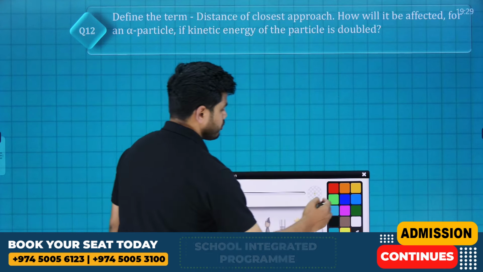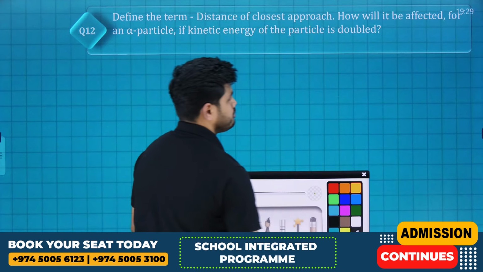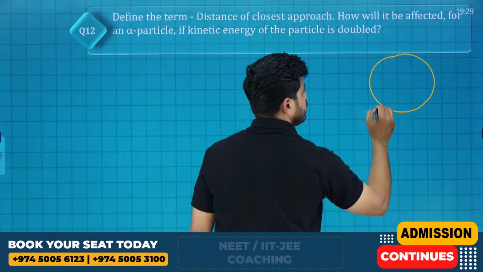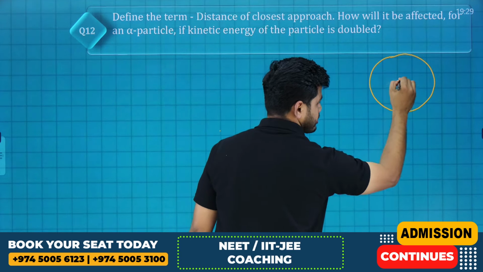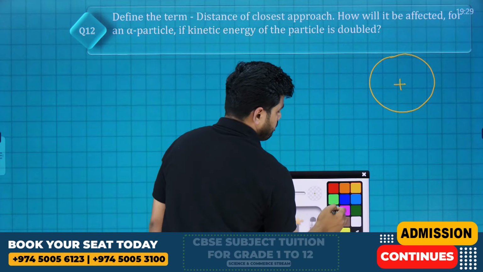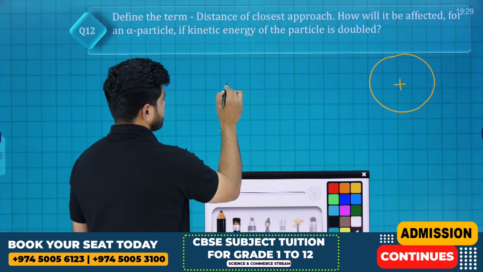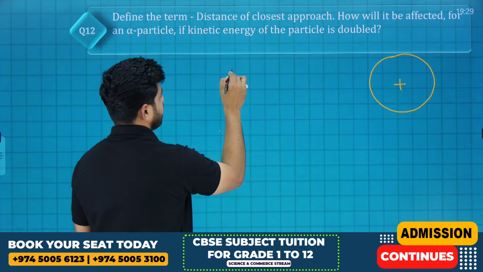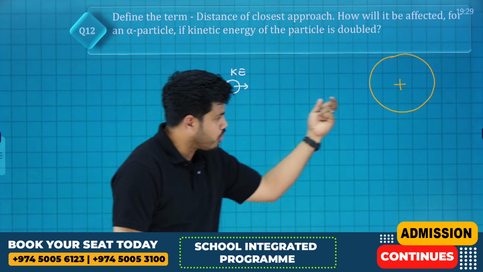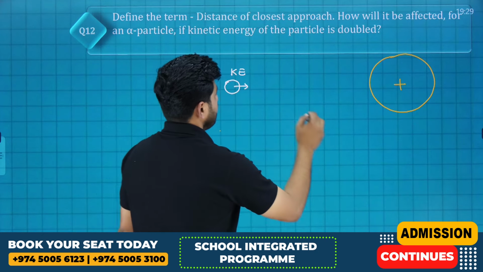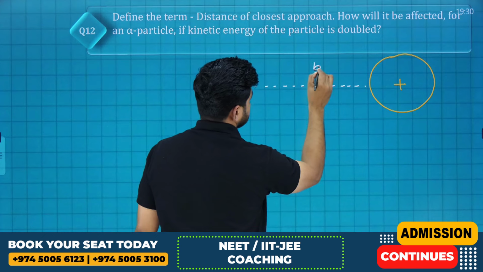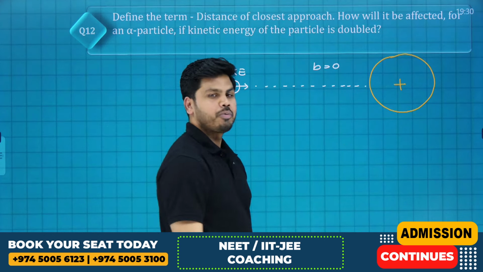We know the distance of closest approach of a given alpha particle. In the alpha particle scattering experiment, we had the gold nucleus, right? So this is the nucleus of the gold foil, and an alpha particle approaches this nucleus with a kinetic energy KE, right? Alpha particle has a kinetic energy, it is moving towards the gold foil, and we know when it approaches in this way, its impact parameter is equal to 0.